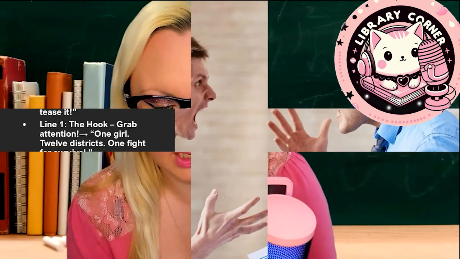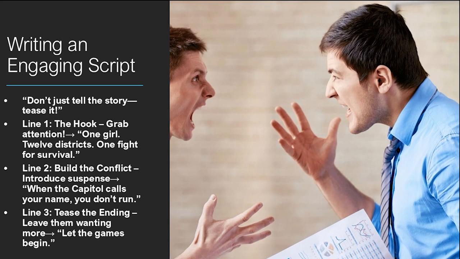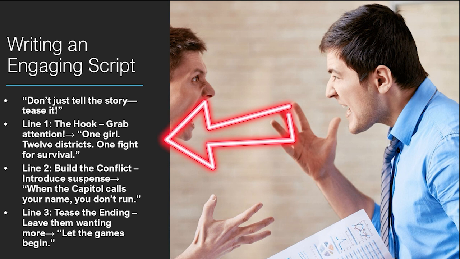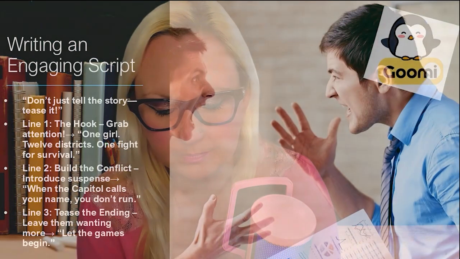So in terms of writing an engaging script, here are a few points that matter. We're not just telling the story, we're going to tease it. We've talked about this before, but line 1 should be the hook, grabbing attention. We're going to use The Hunger Games to talk about this one. So: 1 girl, 12 districts, 1 fight for survival. That's your hook to get viewers interested in what you're doing. You're teasing a little bit, but you're not saying too much.